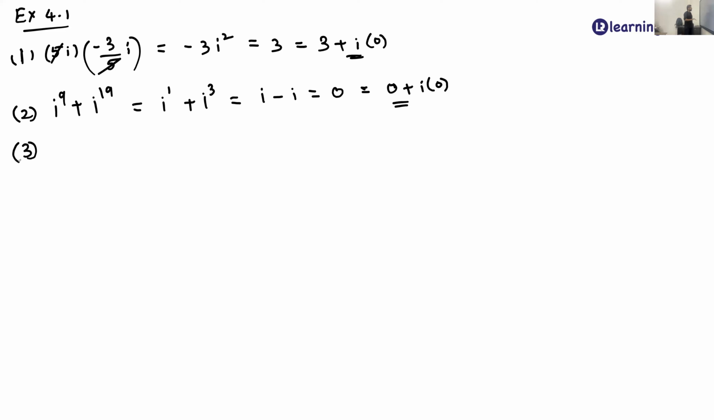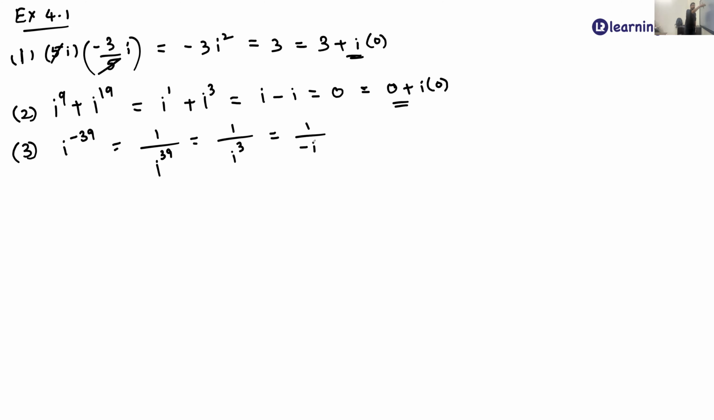So the third question is i power minus 39. This I can write as 1 by i power 39. When I divide 39 with 4, what is the remainder? The remainder is 3. So it is 1 by i cube. So this is going to be 1 by minus i.